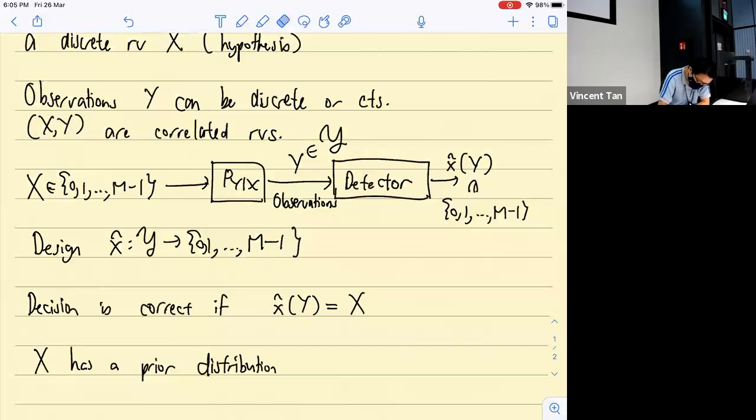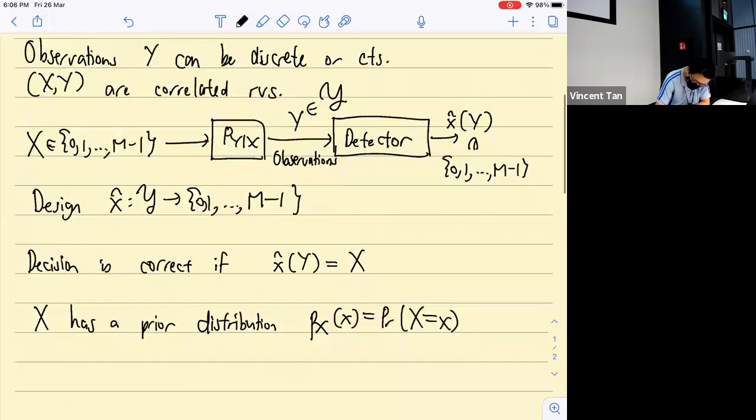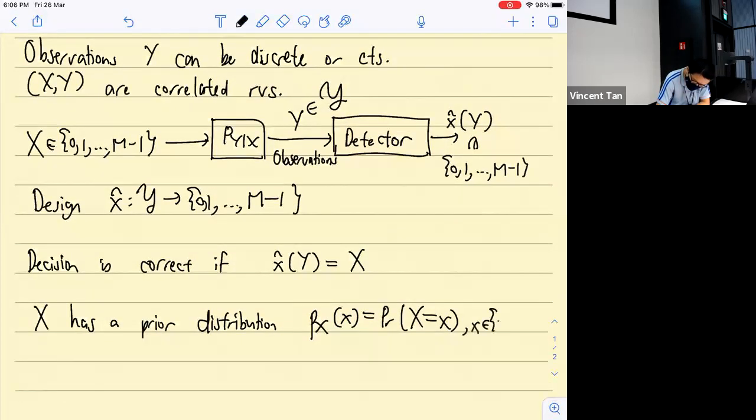Distribution. This is the so-called Bayesian setting where x has a distribution. We denote it by p_X of x. This X here is uppercase, this is lowercase. This is the probability that X is equal to little x, and here x can take on values 0 to M minus 1 only. This is the probability of x. Sometimes we abbreviate this as p of x even.